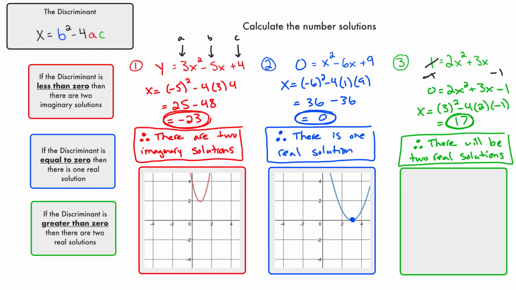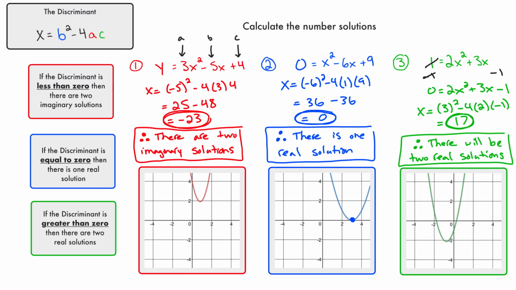And lo and behold, if I graph the original problem, it would intersect the x-axis at 2 locations. Where those locations are, don't know. There's some crazy decimals, but I know that it's going to hit twice.